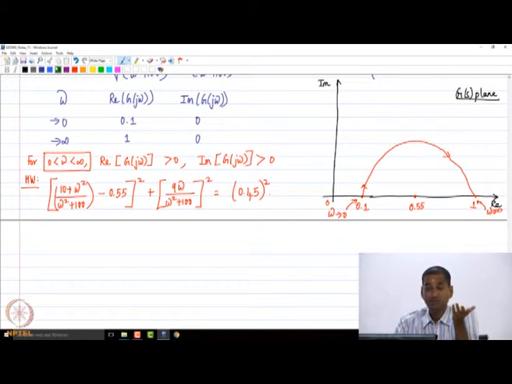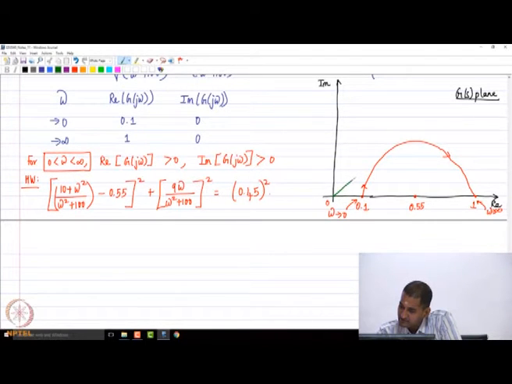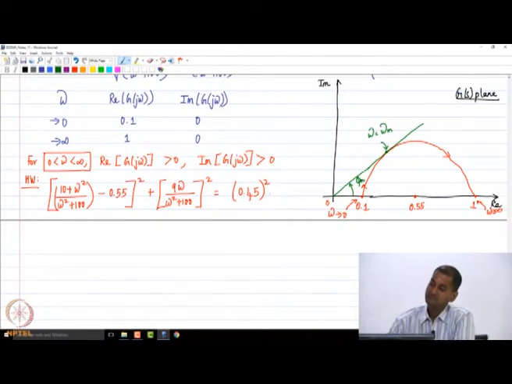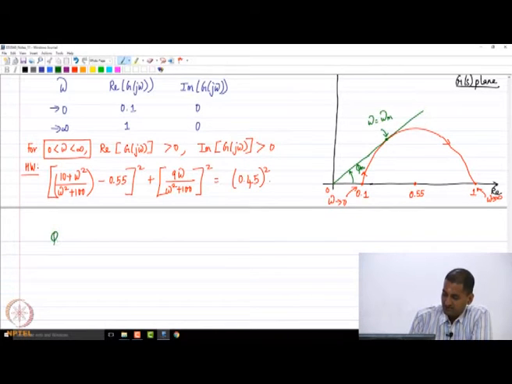So as you said, if I want to figure out the maximum angle, I need to draw the tangent. From the origin, I see at which point I can get a tangent to the semicircle. So let us say this is my tangent. This is the omega, which I call omega m, the frequency at which I get the maximum phase phi m. So phi m is the maximum phase of g of j omega.